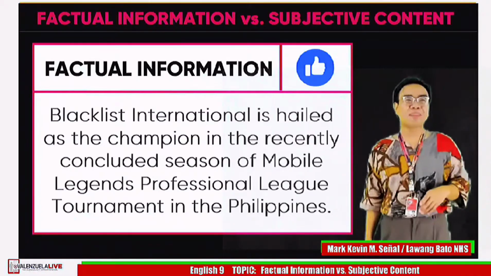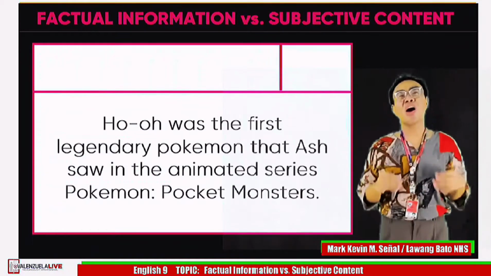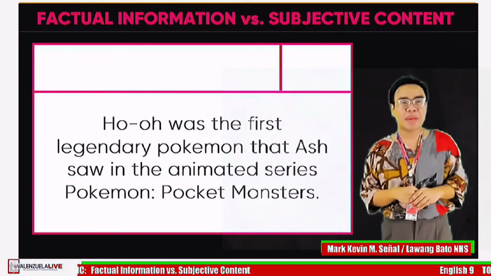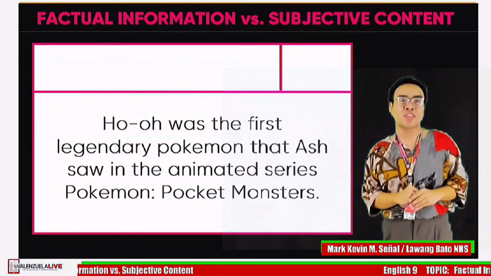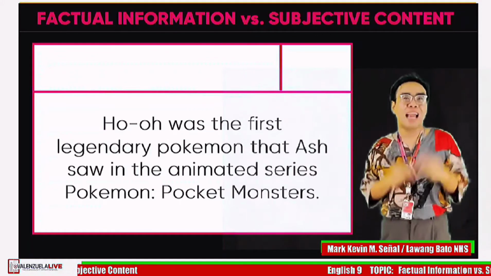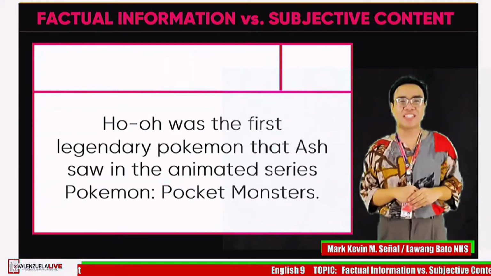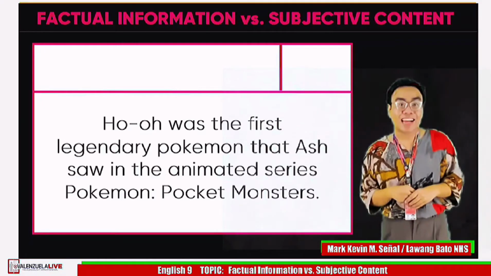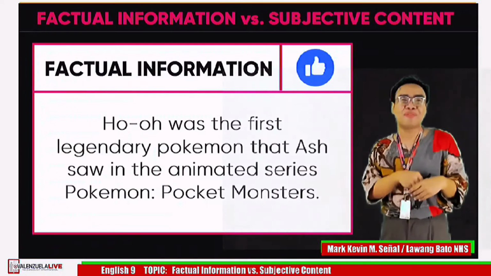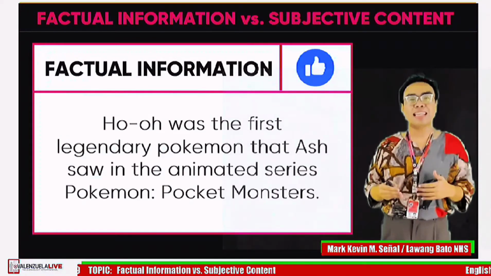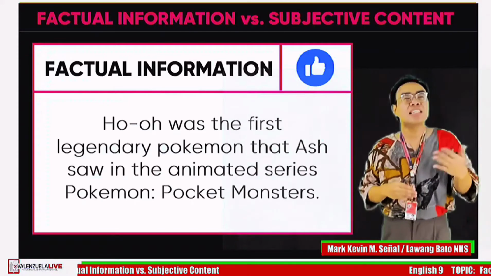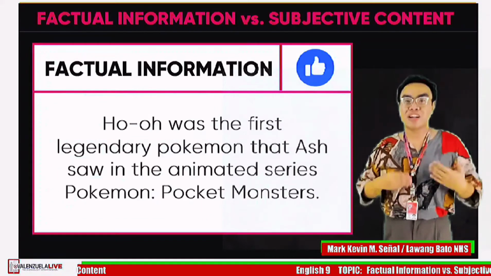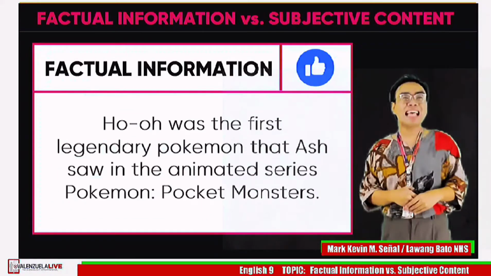On to another statement. We have, Ho-Oh was the first legendary Pokemon that Ash saw in the animated series Pokemon Pocket Monsters. 5 seconds to catch them all. 5 seconds to type in your answers. Okay, the right answer is Pika Pika. It is factual information. If you followed the series, after Ash got Pikachu as his starter Pokemon in Kanto region, they encountered a disaster. And when they survived, they saw Ho-Oh. Let us have another statement.